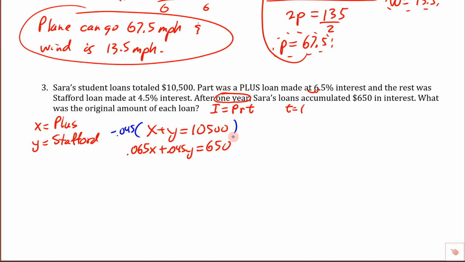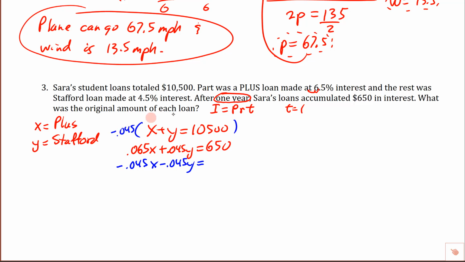Now I'm going to go ahead and distribute through here. So here's what we're going to get. This is pretty easy on these first two. This is going to be negative 0.045 times X. This is going to be negative 0.045 times Y. And you can see why we multiplied by negative 0.045 because we wanted to eliminate the Y's. That was the smaller one, so that's generally a good idea.